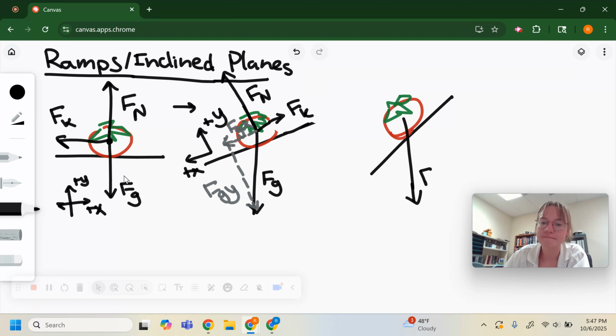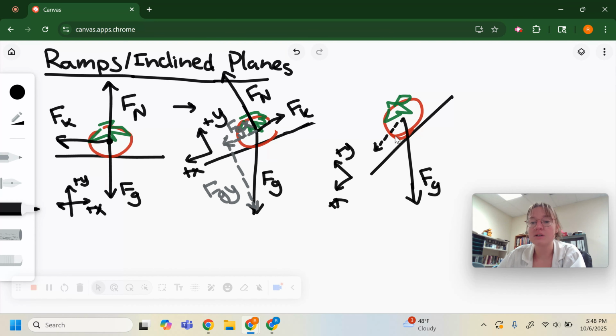Very good. Then you say, okay, this weight has two components to it, and you definitely defined which way you want to call positive y and positive x. You said this tomato has an x component to its weight, like this here. When students are first drawing these diagrams, a lot of them will say, yes, and here is the x component of the weight, and they draw it like this.